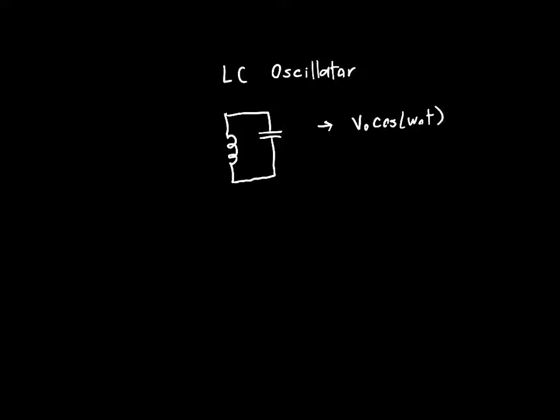So in the last video, we talked about the LC oscillator. And we said that if we have a perfect inductor and a perfect capacitor, then the solution to the differential equations is V0 times cosine of omega naught t. And V0 is the initial voltage across the capacitor. And omega naught, this is L, this is C, is 1 over square root of LC.